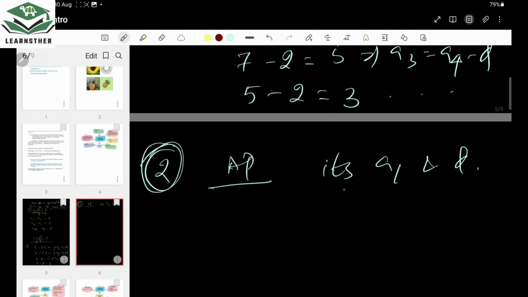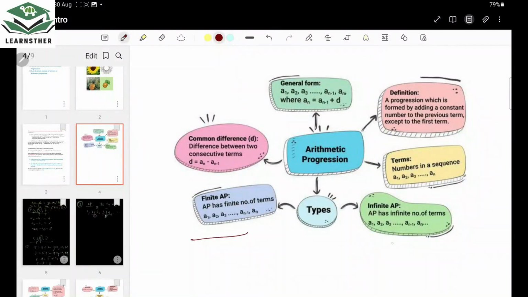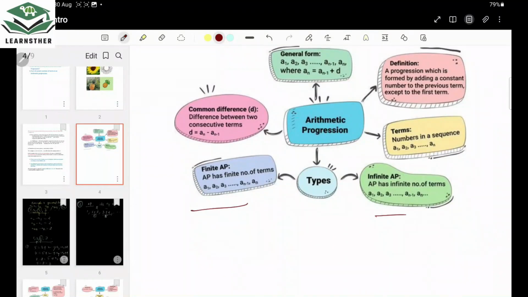Second, you can get the whole AP if you know its first term and common difference. Okay. Suppose you know its first term is 1, common difference is 2. How will you get the second term? First term plus common difference. This will become 3. Then second term plus common difference, you will get the third term. Okay. And so on.